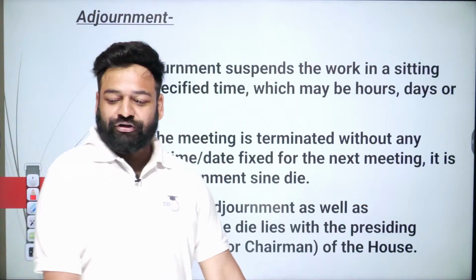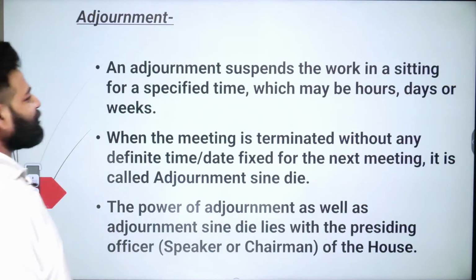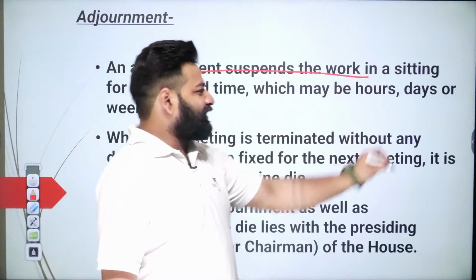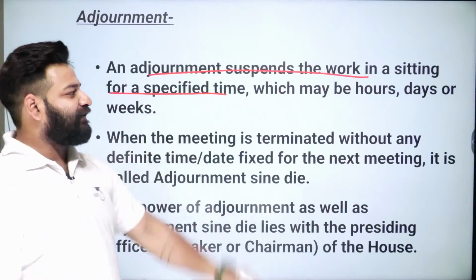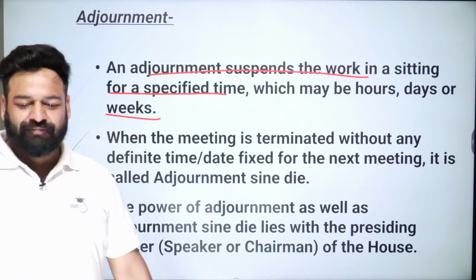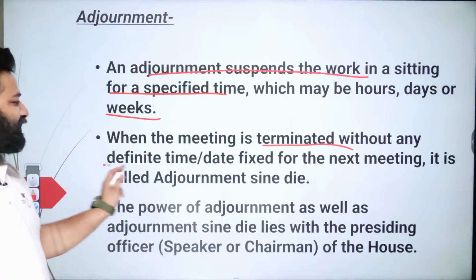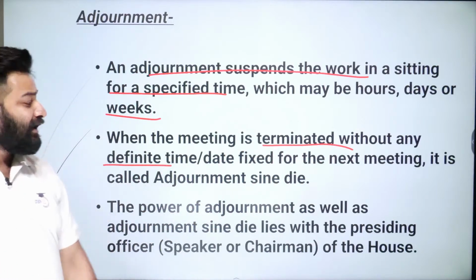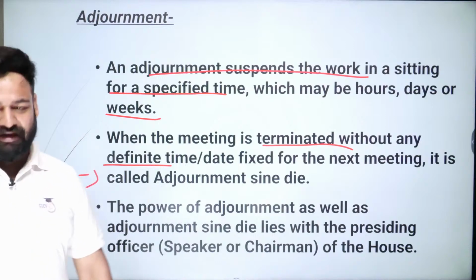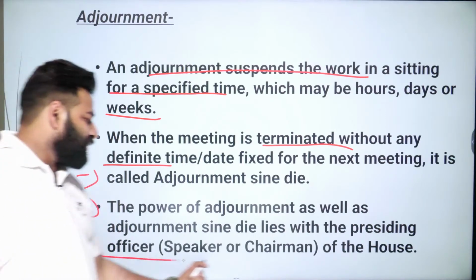Now we have adjournment. Adjournment suspends the work in a sitting for a specified time, which may be hours, days or weeks. Simply speaking, when the meeting is terminated without any definite time or date, it is termed adjournment sine die. And this power of adjournment lies in the hands of the presiding officer.